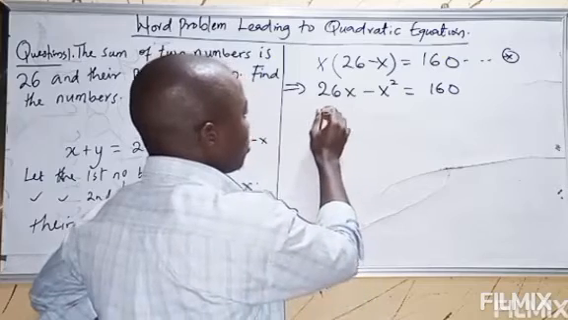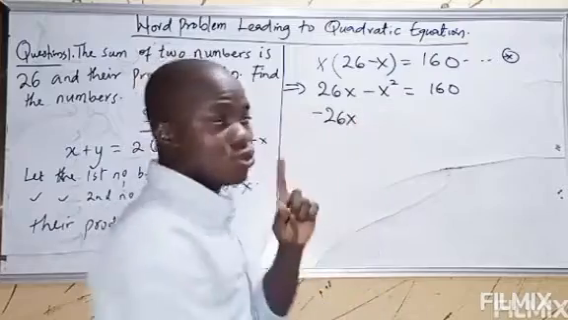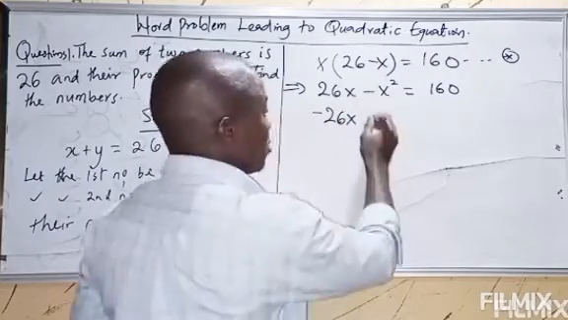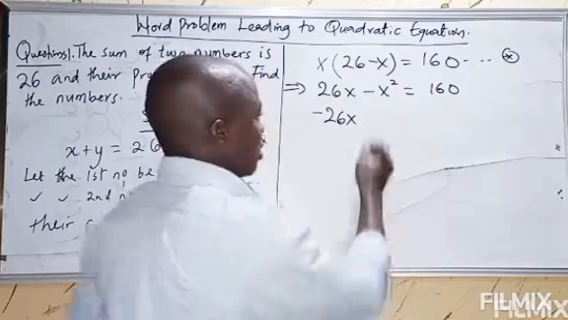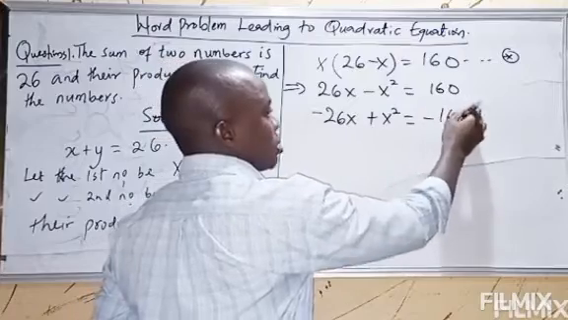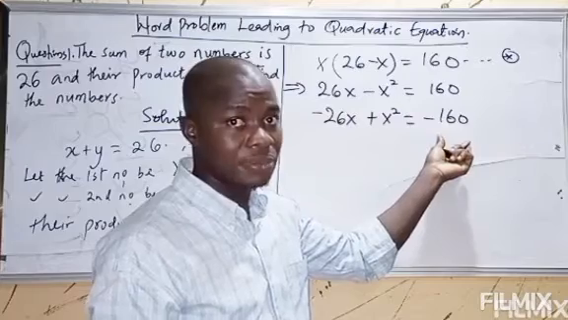So if you multiply that equation by minus 1, you can see that I have minus 26x, that is minus 1 times this, we have minus 26, minus 1 times minus x squared, we have minus times minus, we have plus x squared equals to minus 160. That is minus 1 times 160 will give us minus 160. Are you getting it now?